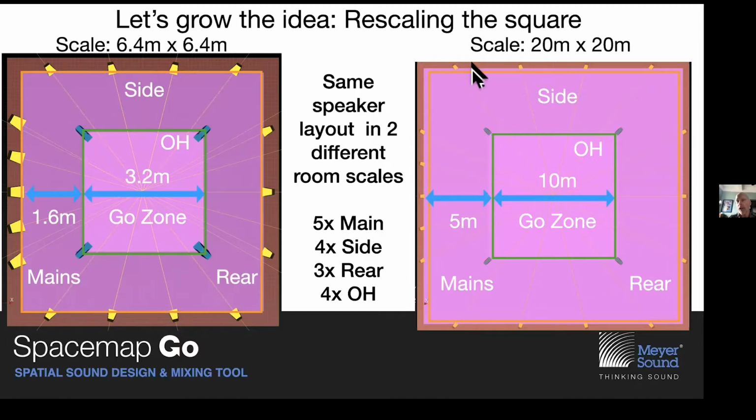Then these are all at a 1G height. And then the overheads are at a 2G height and a 2G spacing. So that's the basic thing that we've been going with. You can scale that to a smaller venue. You can scale it to a larger venue.